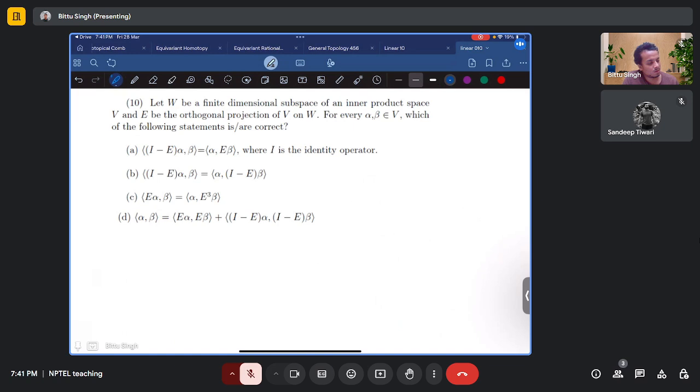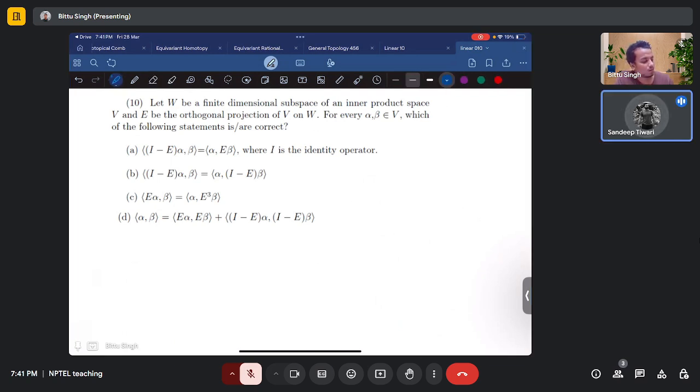First, what formula does a projection satisfy? What is that formula? A projection is defined by E squared equals E. Idempotent. So an orthogonal projection satisfies the same formula. Why? Because an operator is a projection if and only if it is idempotent.